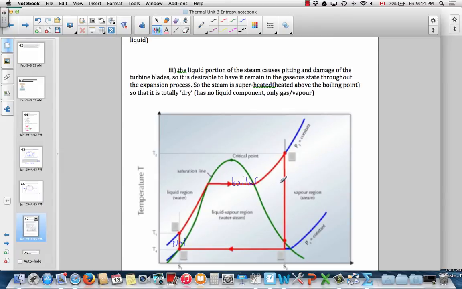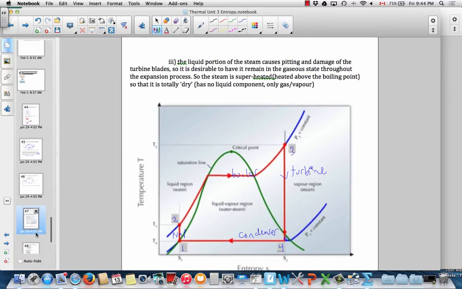Then over here, we'll run it through the turbine and produce electricity. And then we'll run it through the condenser. So we'll call this point 1, point 2, point 3, and point 4 for the point of view of our further analysis.